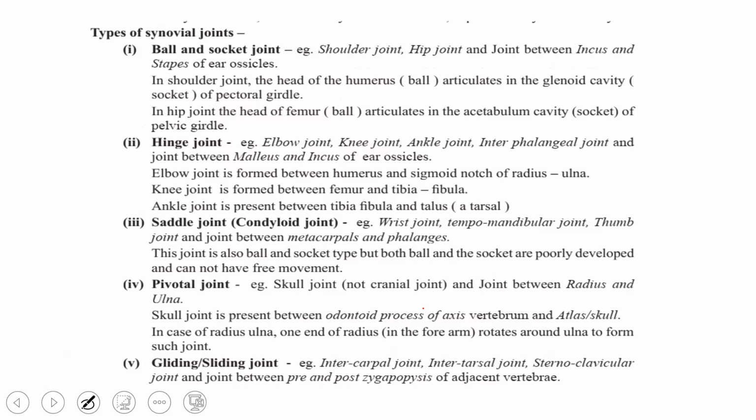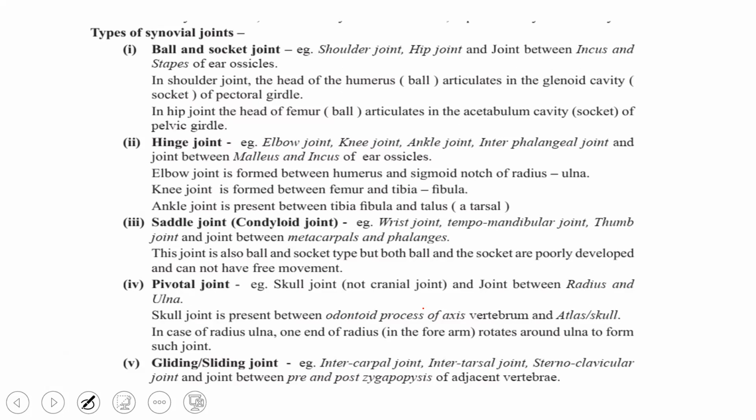Then the shoulder has the humerus, that is the upper limb bone, the forelimb bone, which articulates with the shoulder part. Hip has the femur, the strongest bone of the body, joined with the acetabulum cavity. So you can rotate our legs and do different movements.